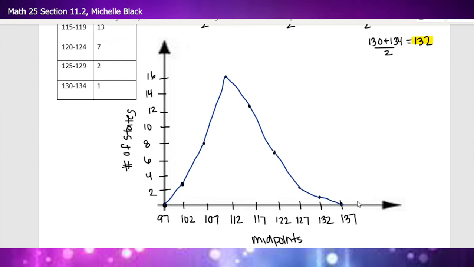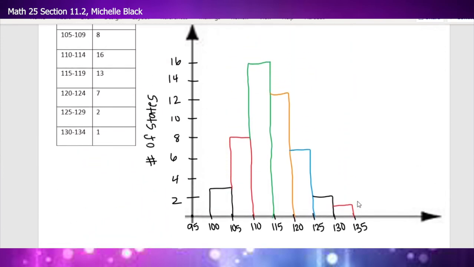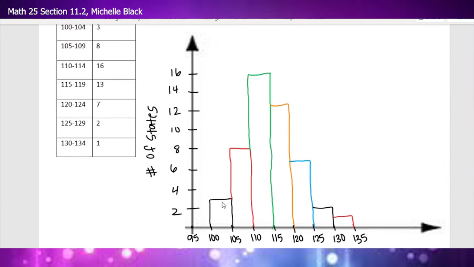Now notice if I go back to the histogram that we drew, and I put a dot at the top of the bar in between the classes, if I were to connect all of these dots, it would give you back the frequency polygon that we just drew. So you can see that these graphs are very similar, just a slightly different representation. One uses bars and the class limits, and one uses lines and the midpoint.